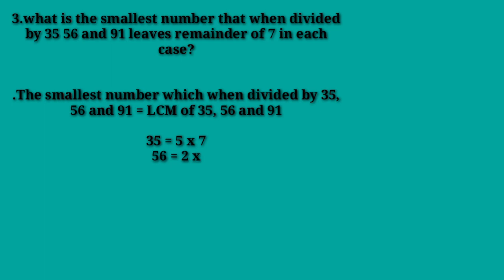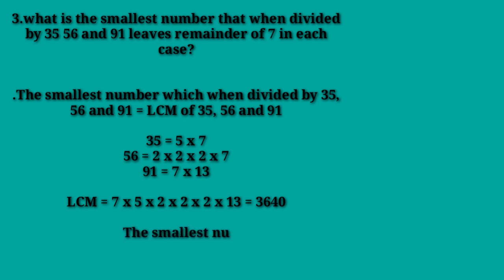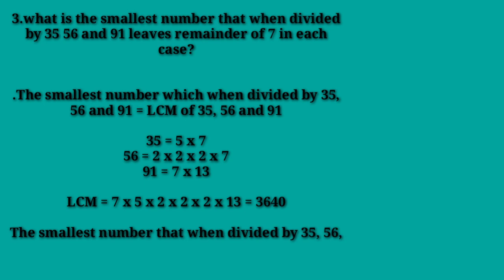First of all, we will do the prime factorization of 35, which is 5 into 7. Prime factorization of 56, 2 into 2 into 2 into 7. 91, 7 into 13. So the LCM of 35, 56 and 91 will be 3640. So the smallest number that when divided by 35, 56, 91 leaves remainder 7 is 3640 plus 7 in each case.